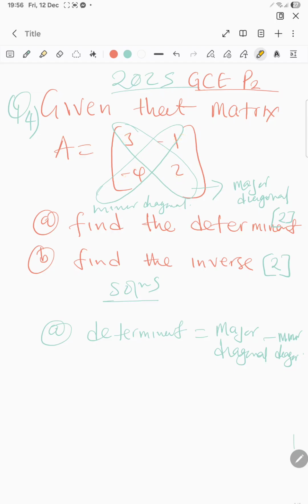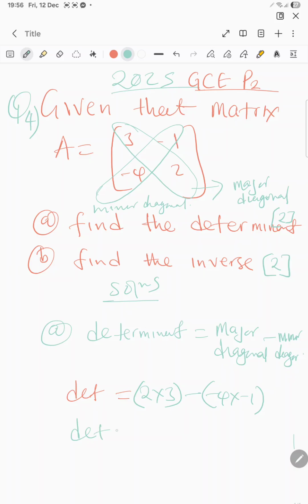So determinant, which can also be written as DET, is equal to our major diagonal. What elements do we have in the major diagonal? We have 2 and 3, so you multiply 2 by 3. And then you say minus those elements in the minor diagonal. We have -4 and -1, so we multiply -4 times -1. That's how we get the determinant of any given matrix.